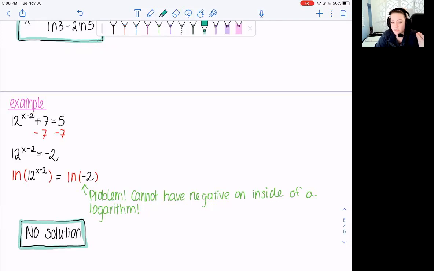So just something to look out for. Make sure that you're not being too mindless in your work, because if you're being mindless, you may get to this step here and not think anything of it. And then you'd be like, all right, now I have x minus 2 times ln 12 is equal to ln of negative 2, and then x ln 12, and you could get the whole answer.